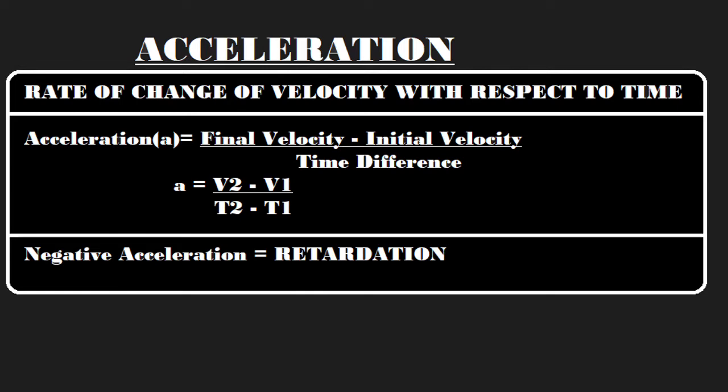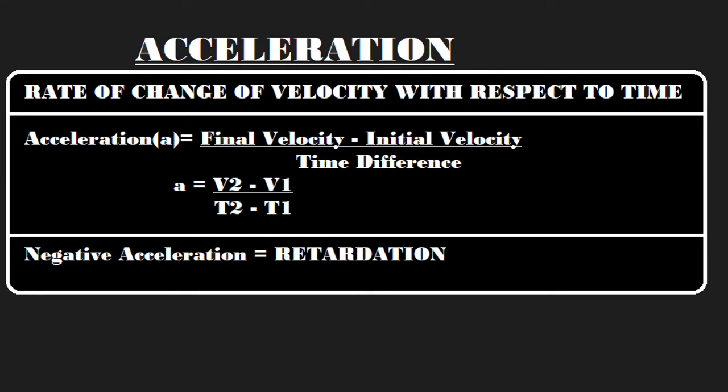So, in simple terms, acceleration means the velocity of the body keeps on increasing with the passage of time. But acceleration can also be negative. This happens when the body in motion is gradually slowing down and ultimately comes to rest. Here, the velocity of the body keeps on decreasing with the passage of time. Hence, it is called negative acceleration or retardation. The SI unit of acceleration is meter per second square.